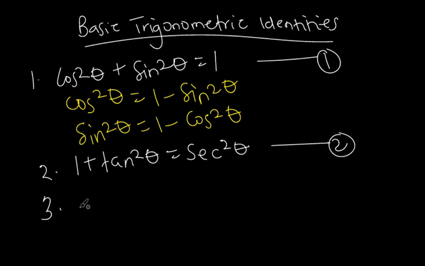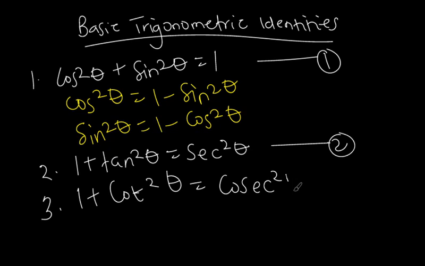Now the third and final identity that we'll be looking at before we move on to solve any question is 1 plus cot squared theta is equal to cosec squared theta. So this is the third identity that I want to look at. Like I said earlier on, you can just change the subject.